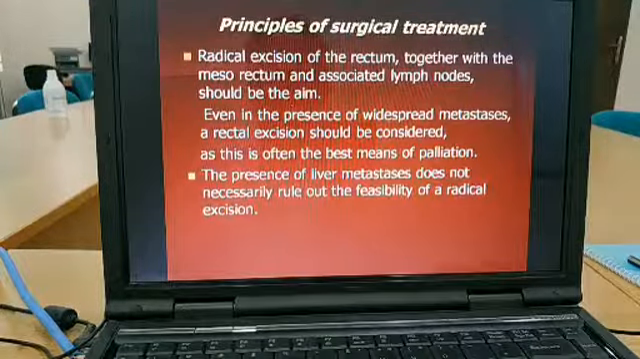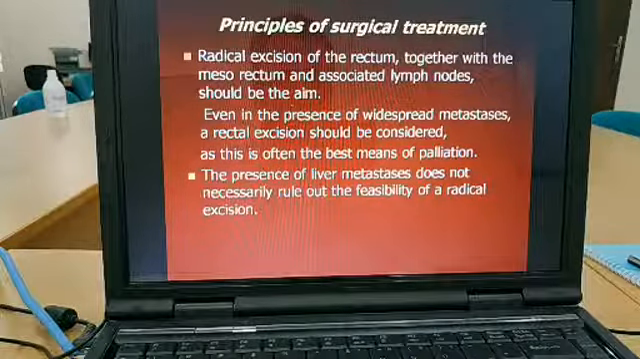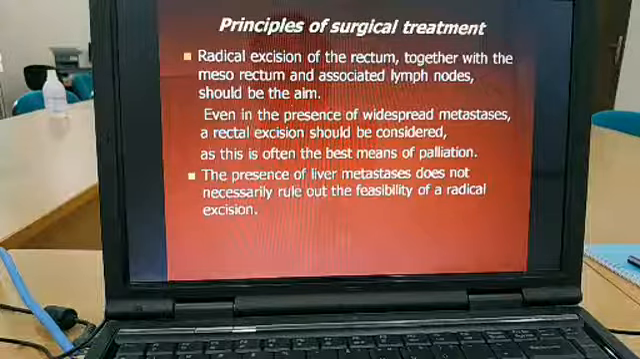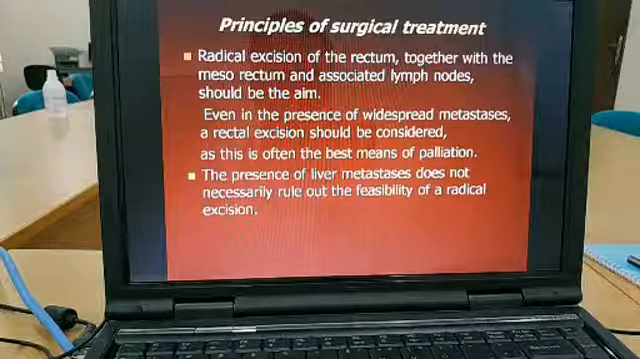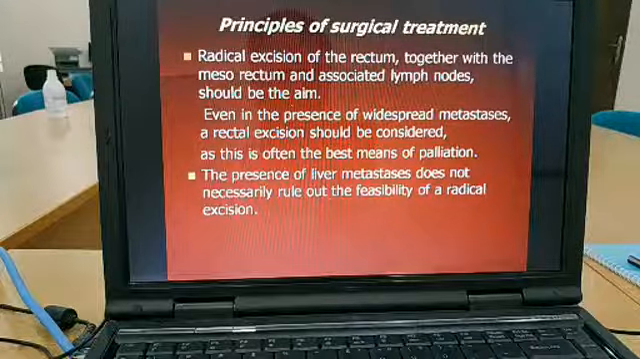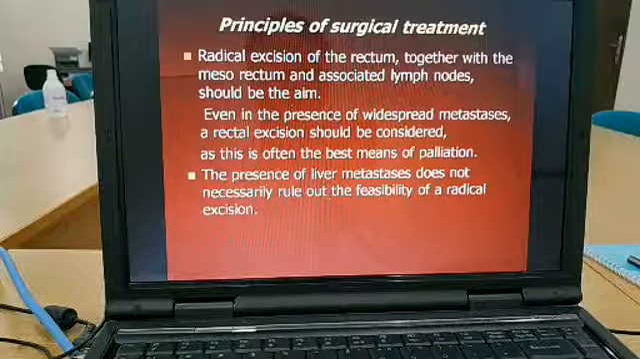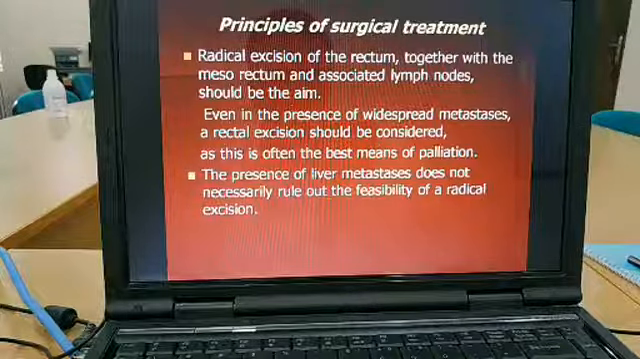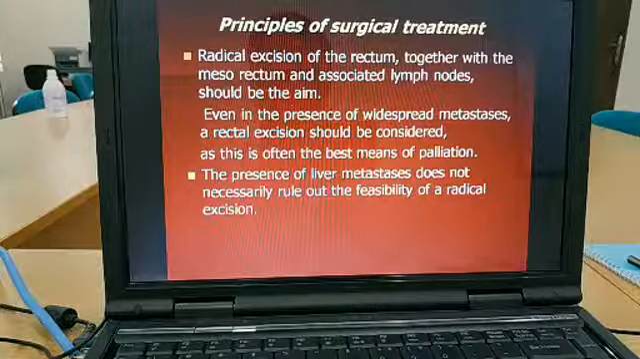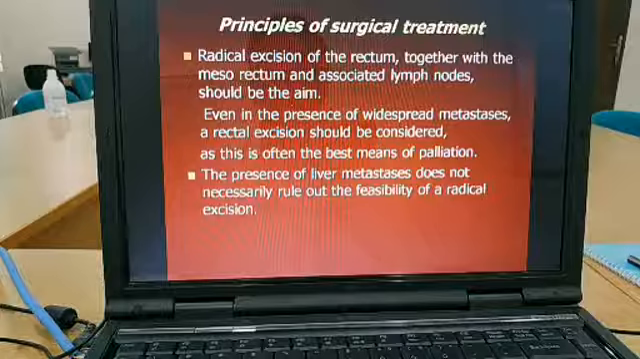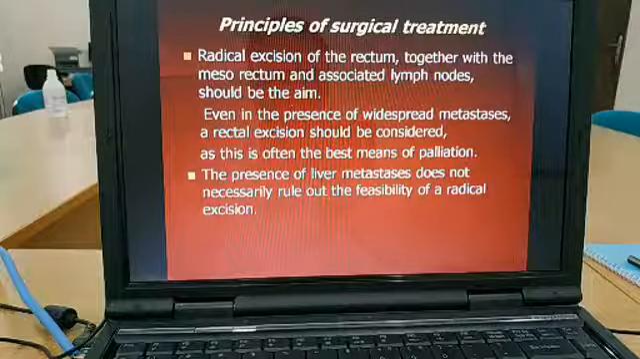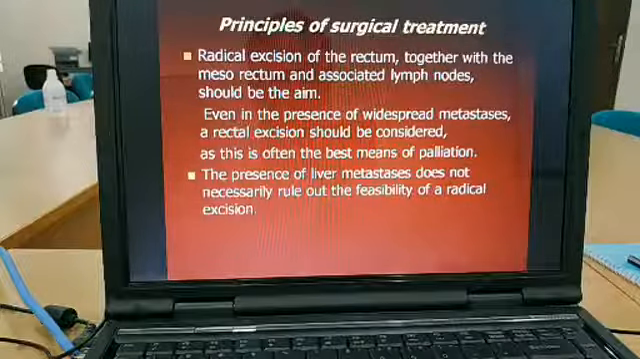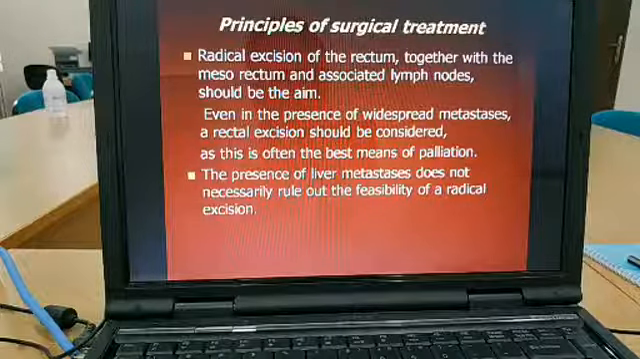Now the principles of surgical treatment. In all surgical procedures, there are basic principles. The radical excision of the rectum together with the mesorectum and associated lymph nodes should be the aim. So as I stated earlier, our aim is to do a radical excision. What do we mean by radical excision? The excision of the tumor and the safety margin together with the mesorectum, and in this area all the lymphatics are situated. So we will do a radical excision together with the excision of the mesorectum.